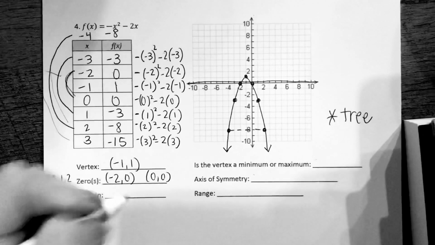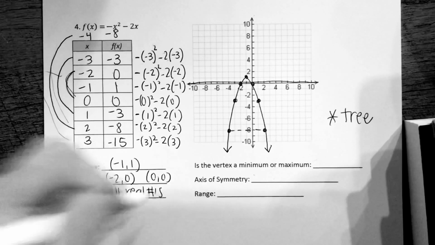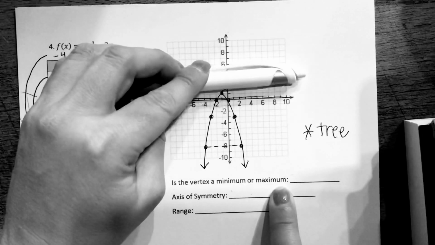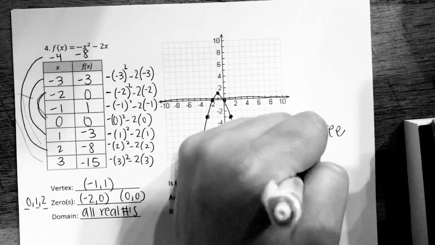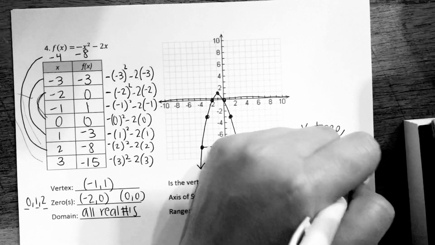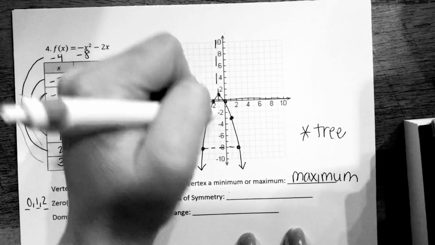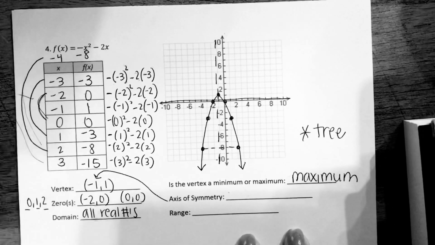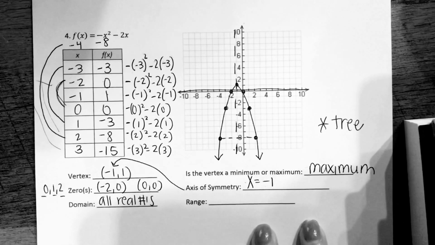Moving along, our domain, again, there is no restriction moving left to right, so all real numbers. Now, this is the first place that we're going to see a change. The vertex now is the highest point on my graph. It turns around and continues back downward. So this is considered a maximum. Again, the axis of symmetry is going to play off of my vertex. And from the previous problem that we did, we said it's going to play off of the x value in my vertex. So x equals negative 1. It will always be a vertical line for a quadratic function.